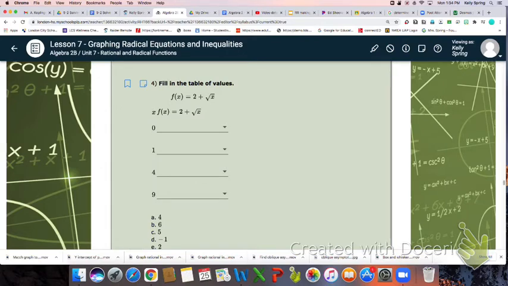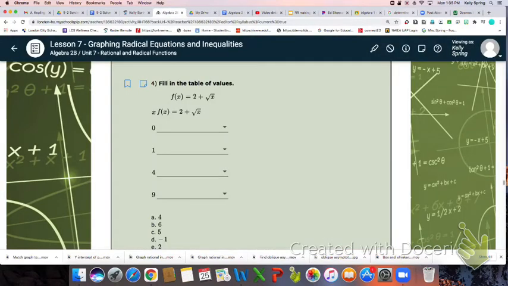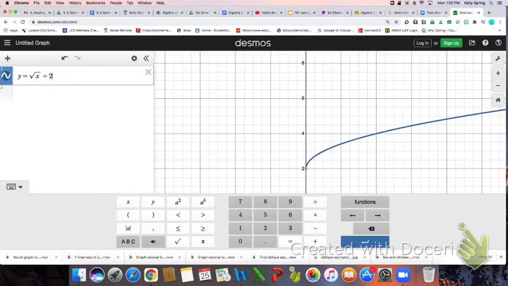So let me show you. If you go to Desmos and click on Graphing Calculator, the way I would do this is I would first just write in here the equation. The square root button is down in the left here, and x, and then, was it plus 2? Let's look again. Oh, 2 plus square root of x. Same thing, but I'm just going to change it. Okay, 2 plus square root of x.